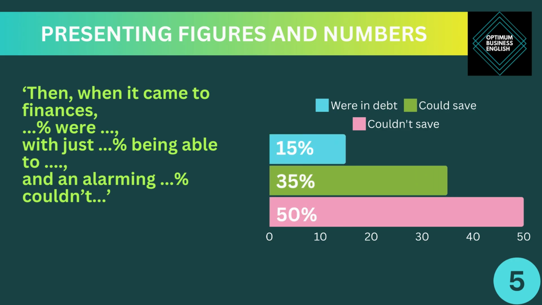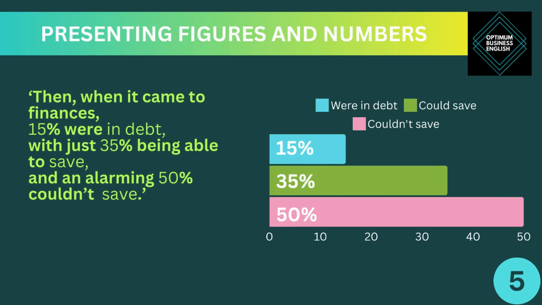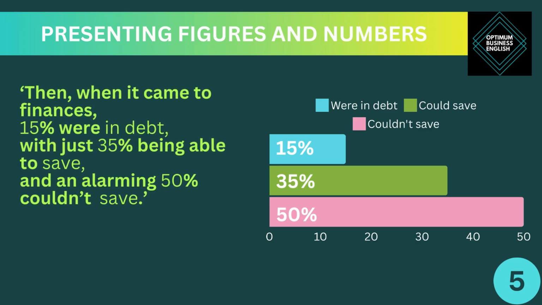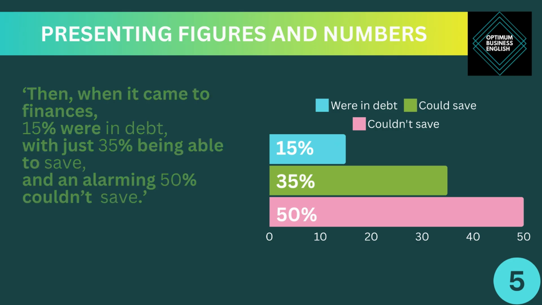Now, using the percentages in the horizontal bar chart on the slide, complete the sentence in green. Check your answer to ours next, and if necessary, practice it and repeat it until it is correct. Your answer should have been, then, when it came to finances, 15% were in debt, with just 35% being able to save, and an alarming 50% couldn't save.